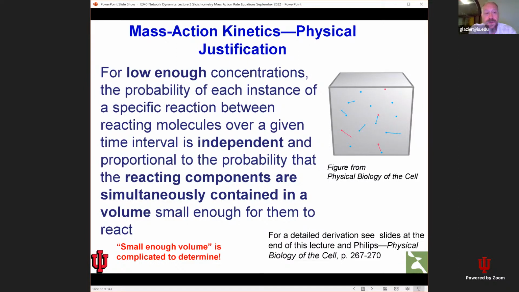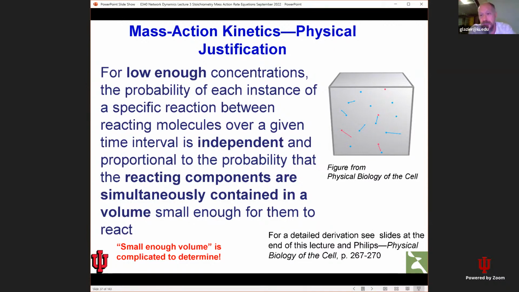And I'm going to assume that reactions are independent in time, and that for the reaction to occur, all of the molecules have to react in the same volume at the same time. That's pretty reasonable. Molecules don't interact at a distance.